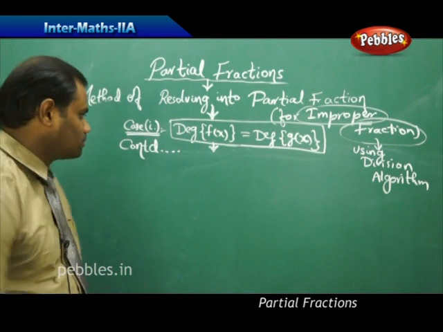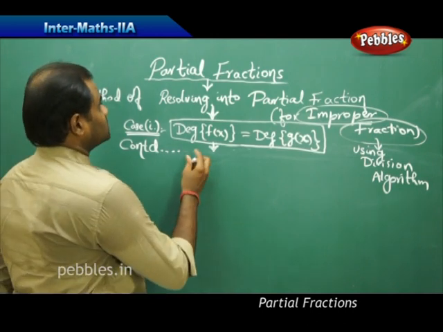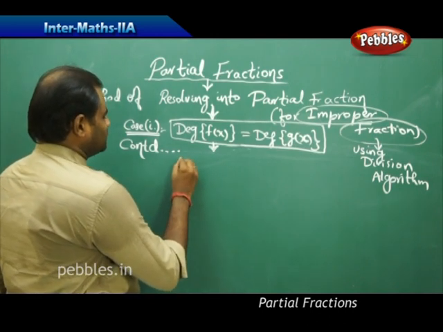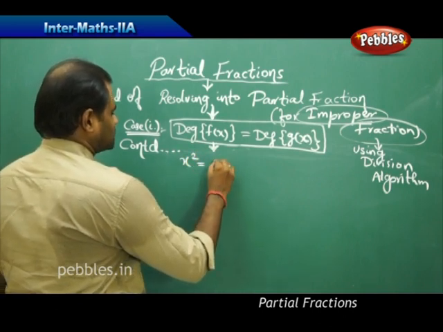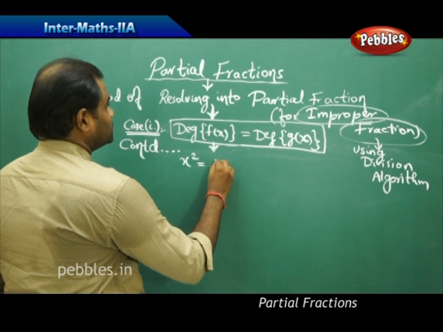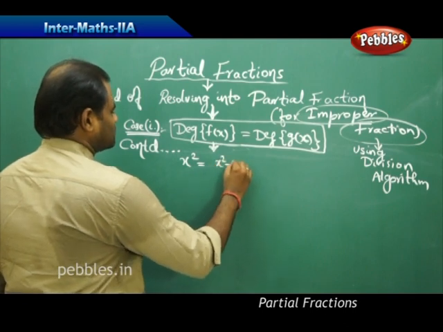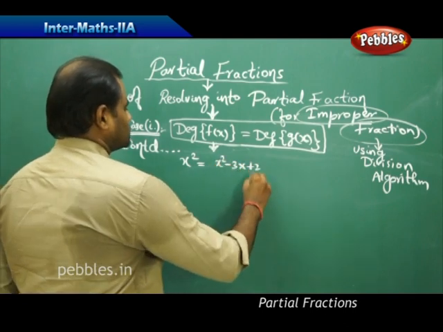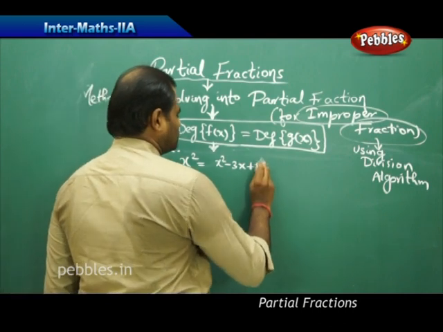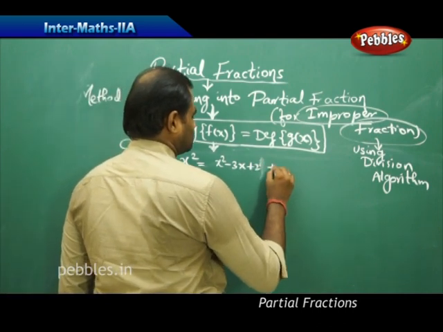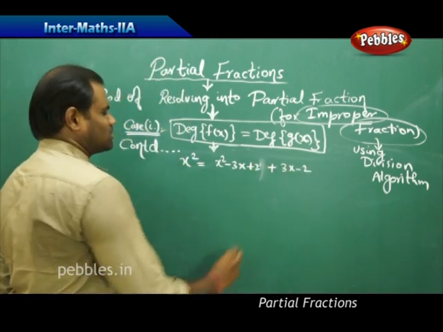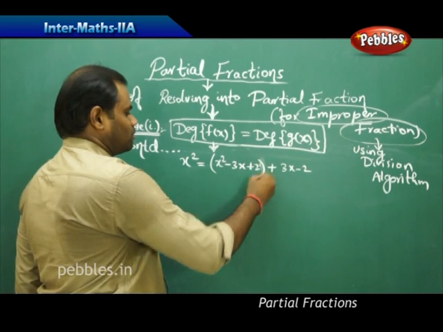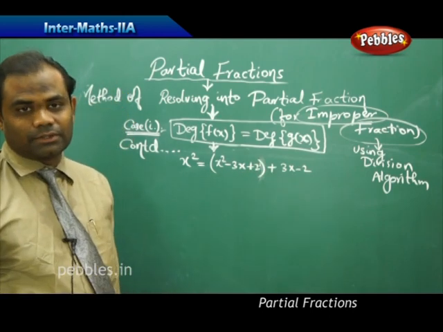So to continue, my division algorithm reduces to x squared equals g of x, which is x squared minus 3x plus 2, times q of x, which is 1, plus r of x, which is 3x minus 2. So this is finally something which we obtain using the division algorithm.